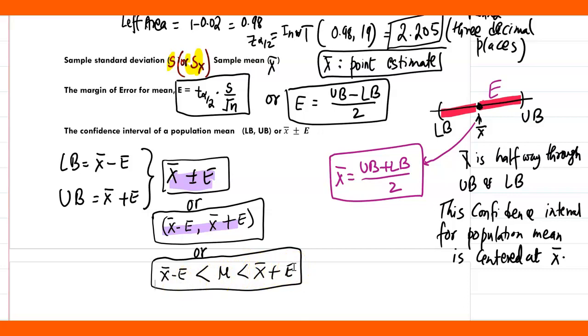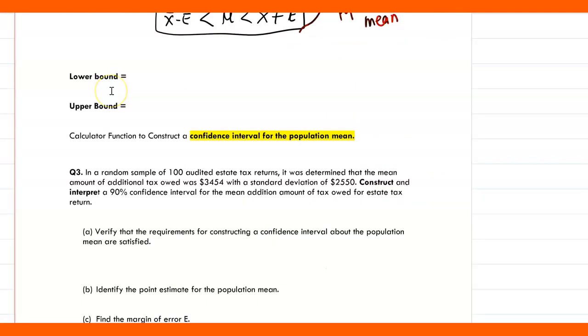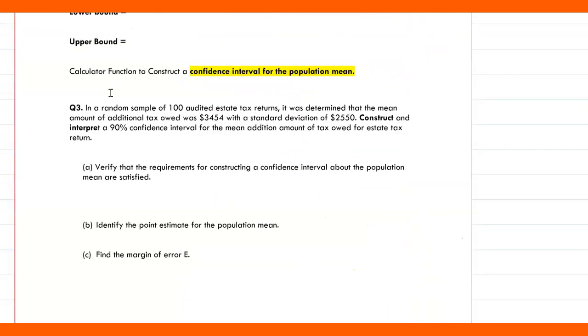These all are confidence intervals for the population mean. It doesn't matter what format, it is going to be the same interval. Okay, now let's do question number 3.